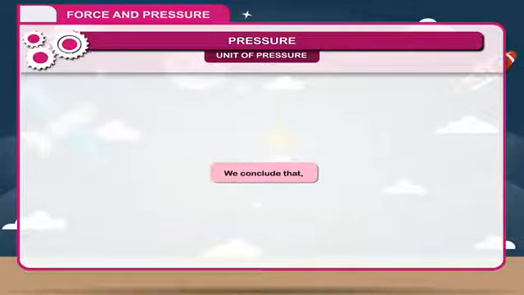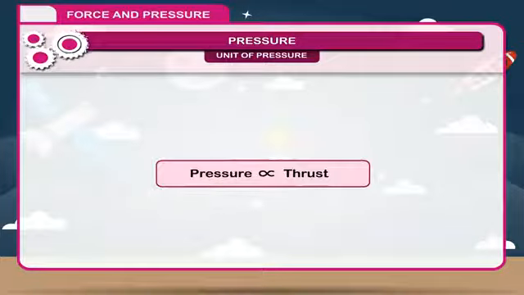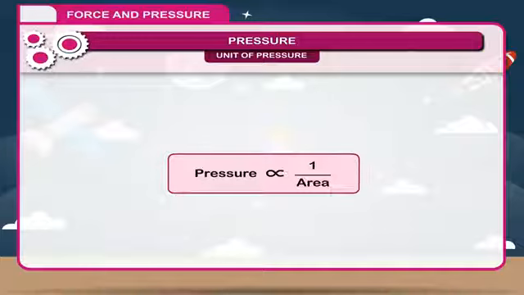We conclude that, one, the pressure is directly proportional to the thrust, which means the greater the thrust, the greater is the pressure. Two, the pressure is inversely proportional to the area on which force, thrust, is applied. The lesser the area in contact, the greater is the pressure.